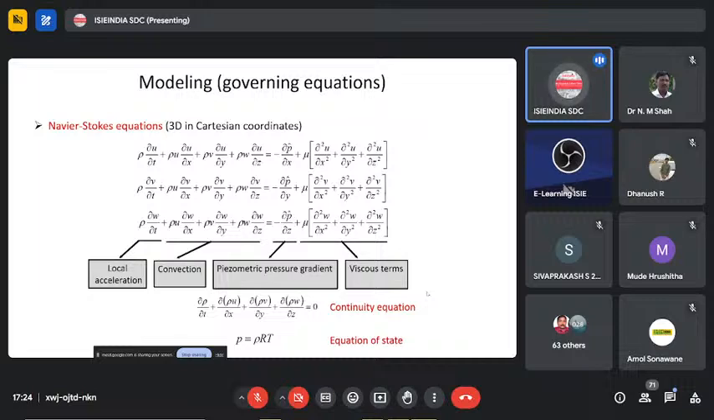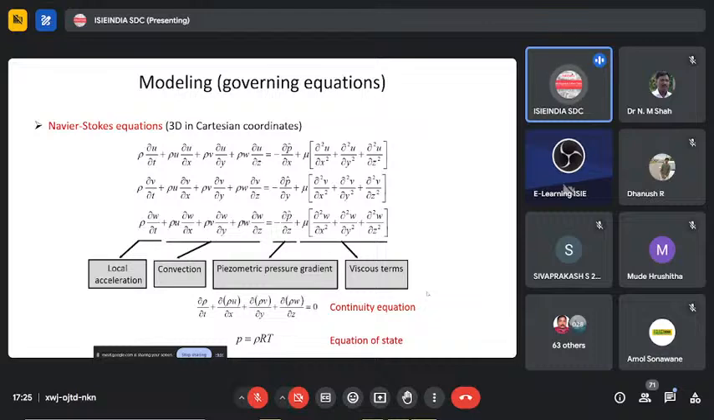If we go for the Navier-Stokes equation, this equation describes how the velocity of the fluid evolves over time and also in space. Here the equations are in three-dimensional Cartesian coordinates, with the x-axis, y-axis, and z-axis. These equations account for the various forces acting on the fluid. Going step by step, what is local acceleration? This term represents the rate of change of velocity at a specific point in a fluid over time. And convection: this term accounts for the movement of the fluid from one place to another, which carries properties like momentum and energy with it.